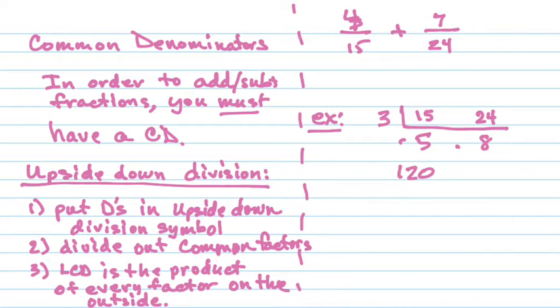Now, 120 is still a big number, isn't it? But it's not as big as 15 times 24. Did somebody want to multiply 15 times 24 and tell me what that would be? Somebody have a calculator? 360. Now, 120 is still big, but it's not as big as 360. But that makes perfect sense because it's just got a factor of 3 removed. Genius.